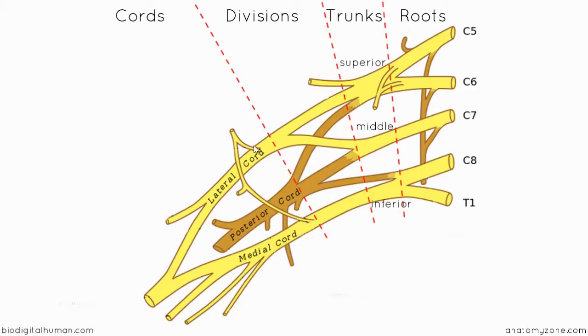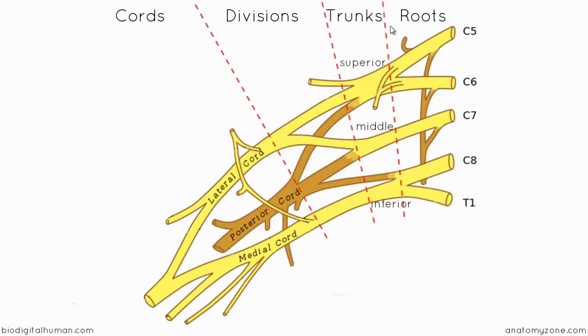And you'll notice that there are several different branches coming off the various parts of the brachial plexus. So you've got nerves coming off the roots, you've got nerves coming off the trunks, and you'll notice that there are no nerves coming off the divisions, but then you've got nerves coming off the chords, and then you've got terminal nerves.